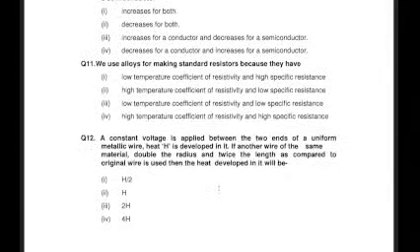Question number 12. A constant voltage is applied between the two ends of a uniform metallic wire. Heat H is developed in it. If another wire of the same material, double the radius and twice the length as compared to the original wire is used, then the heat developed in it will be 1. H by 2, 2. 2H, 3. 2 capital H, 4. 4 capital H. Correct. The answer is 2H.